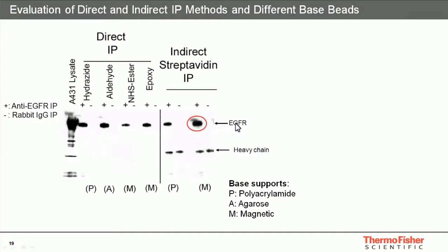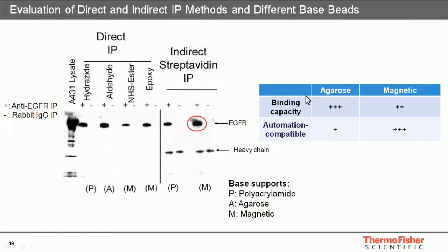As you can see here, we got a better recovery of EGFR using the magnetic beads that are streptavidin coated, as well as the agarose bead with the aldehyde chemistry, and the epoxy beads that are magnetic beads. One thing we also see with the direct IP method is that you don't get too much antibody leaching. With the indirect IP method, you do see heavy chain antibody leached into the eluate.